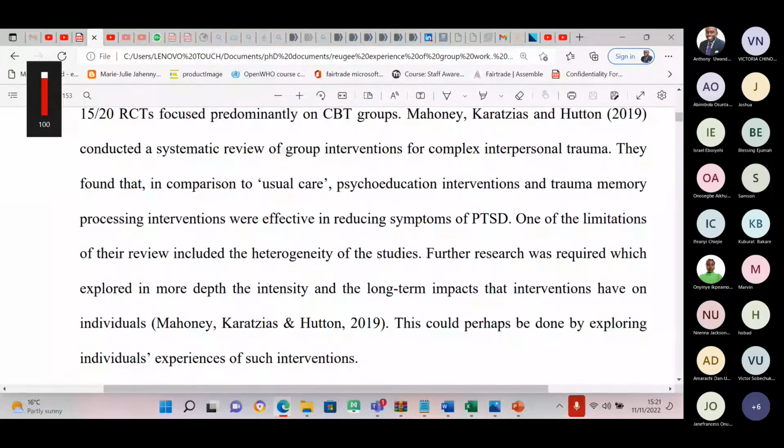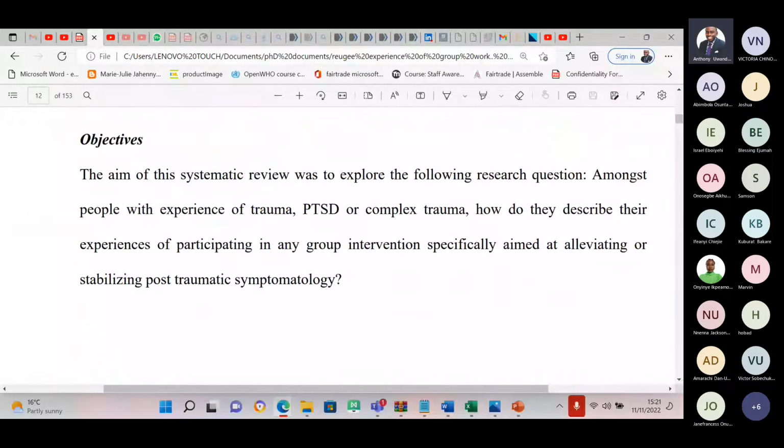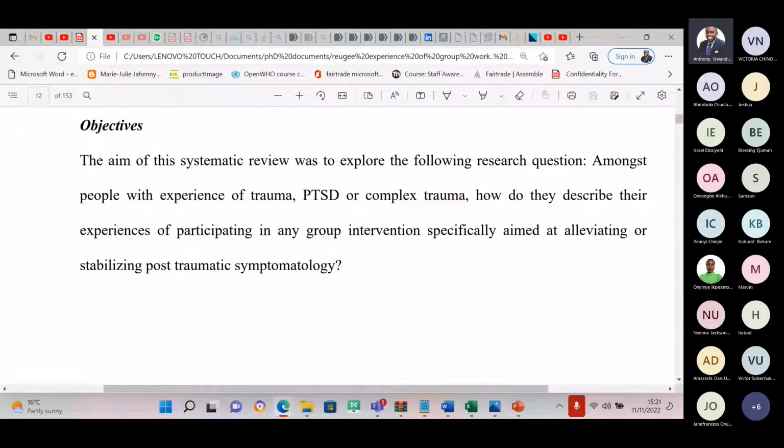Now I'm looking at what the aim is. I told you the aim is most times equal to the topic or an expression of the topic. So the aim of this review is to explore the following research question. He's just reframing the topic, the heading again. So among people with experience of trauma, this gives an idea on how to state your own aim or objective. So I can say, among asylum seekers and refugees, how do they describe their experiences of participating in a group interview?